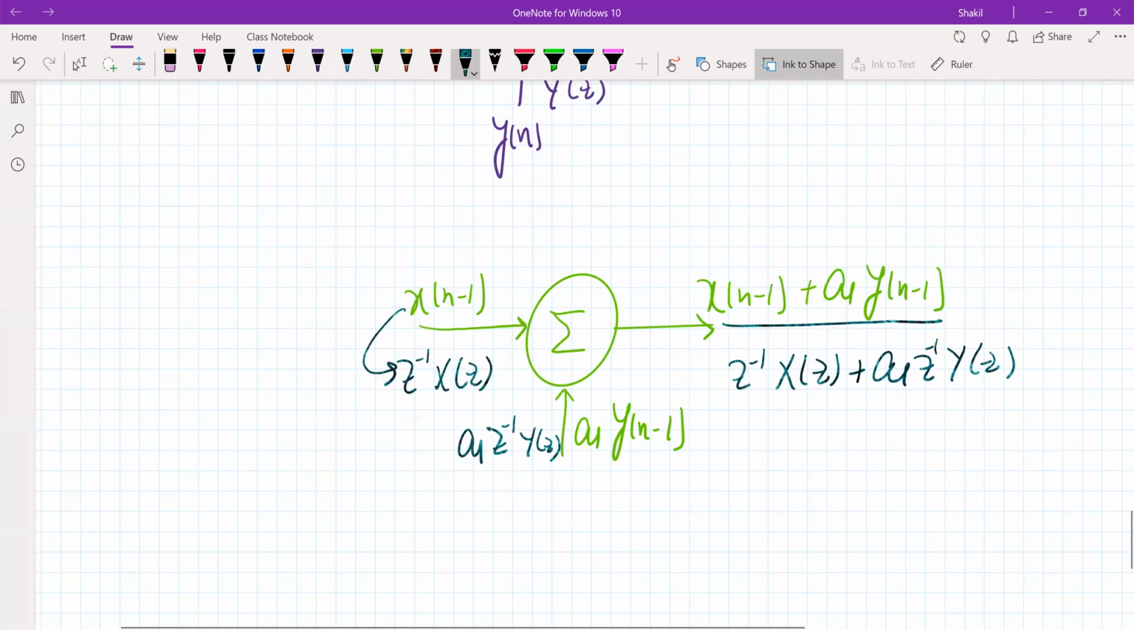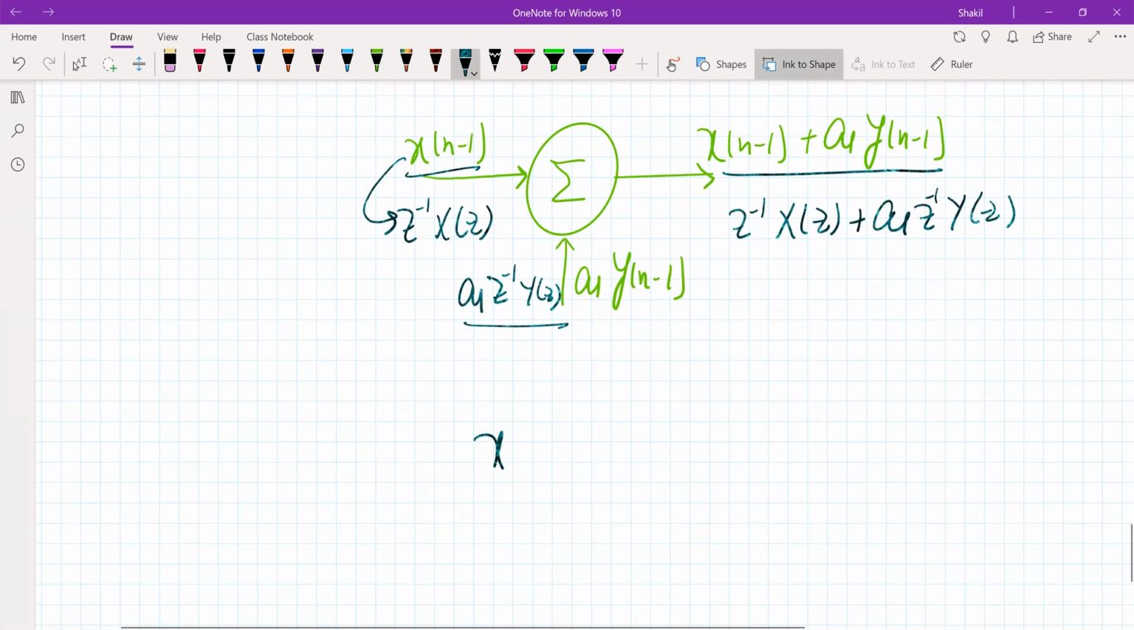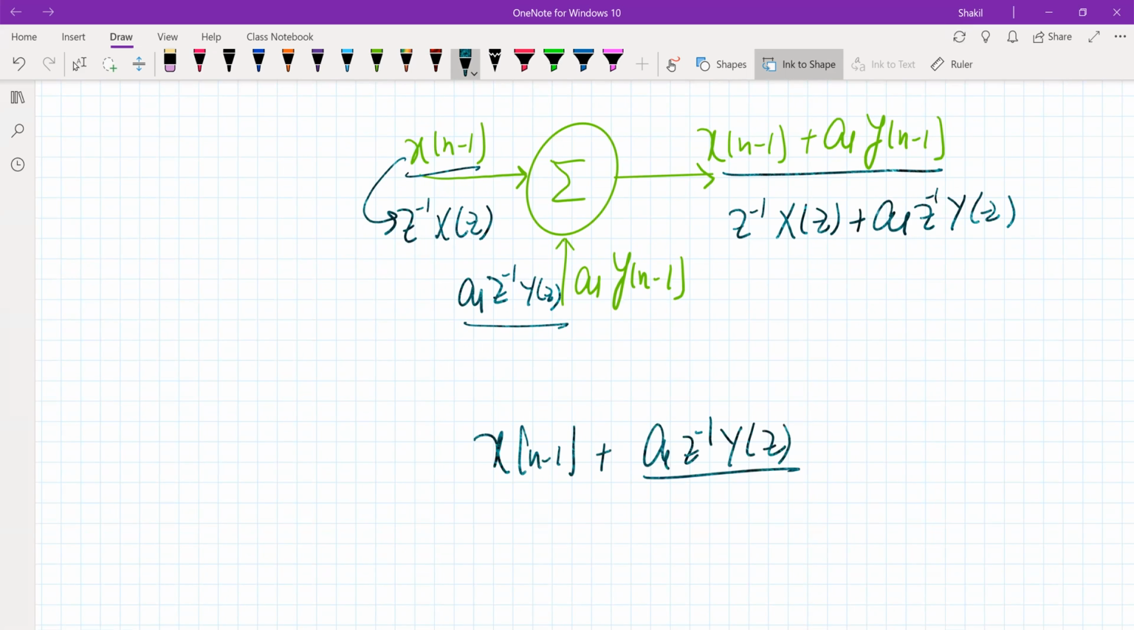Now remember, if I say the input in time domain is this and the input in frequency domain is this, can I add these two? Can I do x of n minus 1 plus a1 z inverse Y of z? I cannot perform this addition operation because these are two different things. This is the description of the signal in frequency domain.